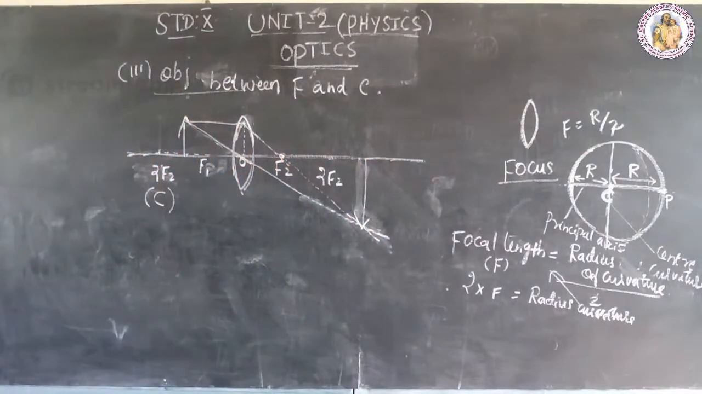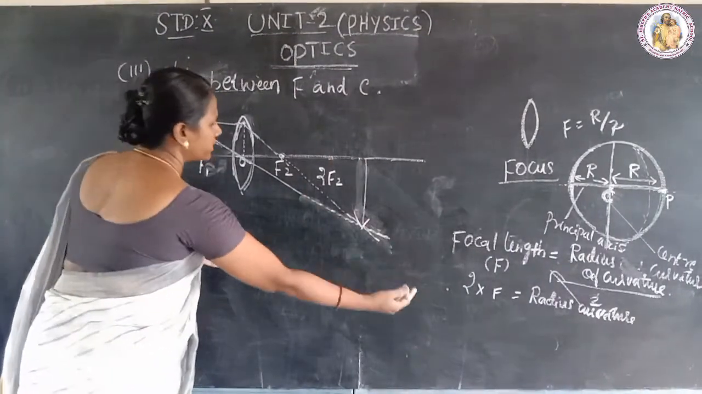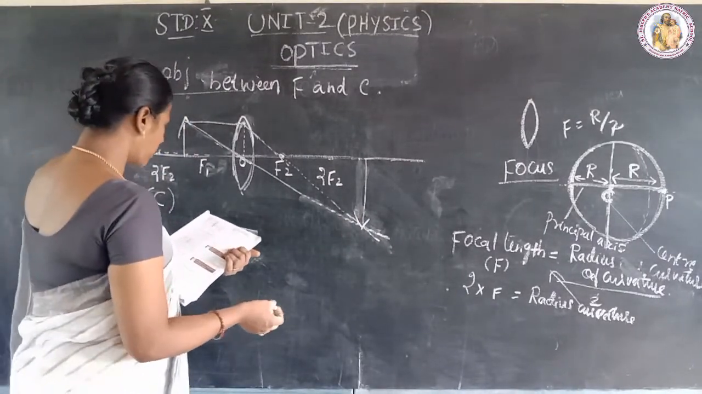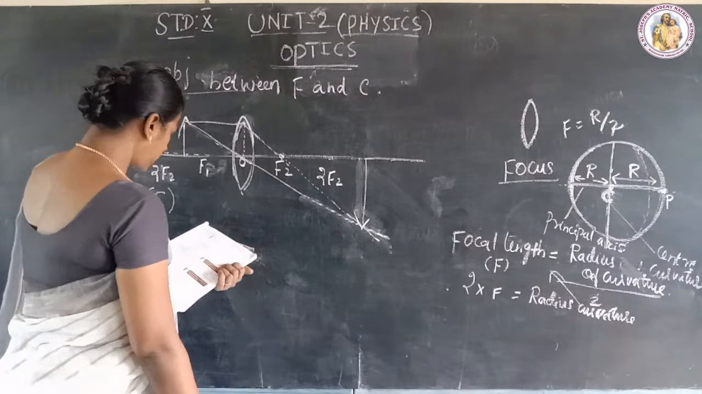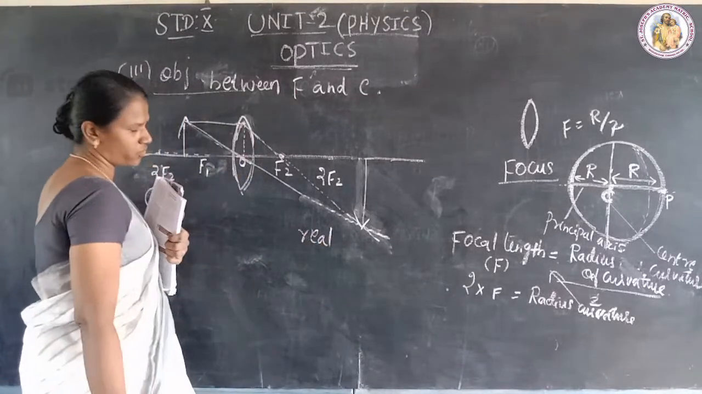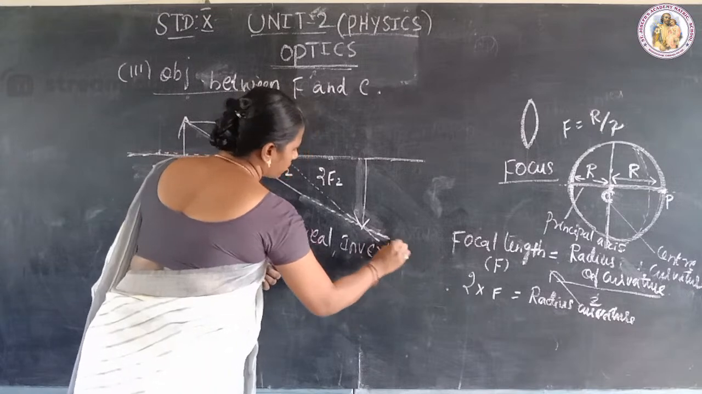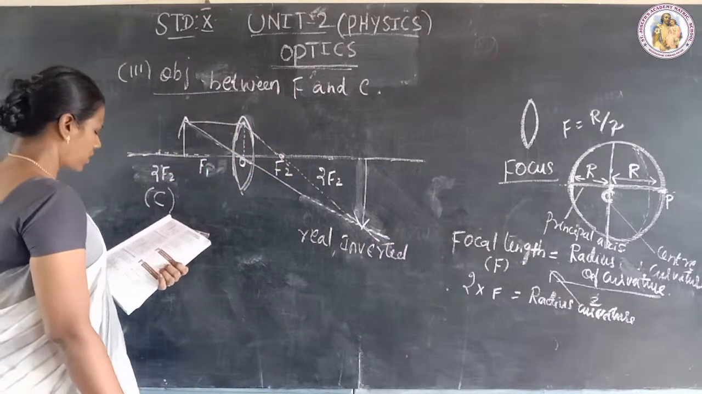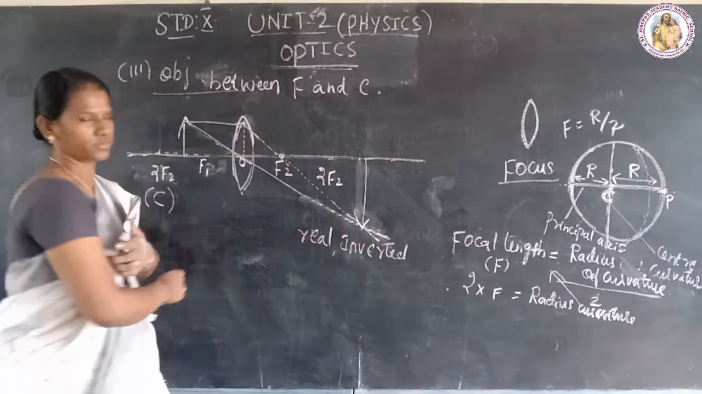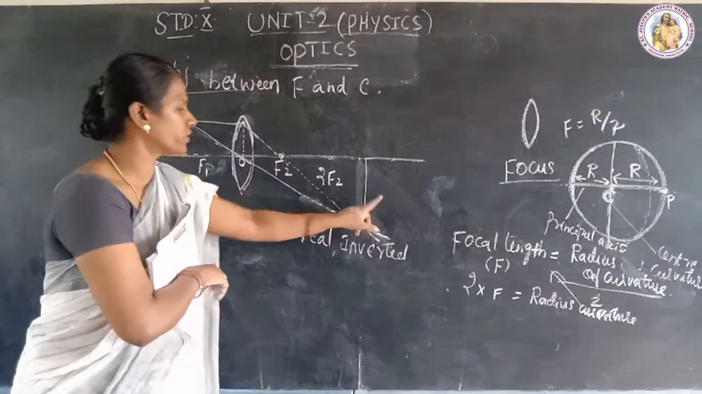Look at the size of the image formed. The image is formed on the right hand side. What type of image is formed? Here also a real image is formed, and the image formed is inverted. And where is the image formed? It's formed behind the center of curvature.